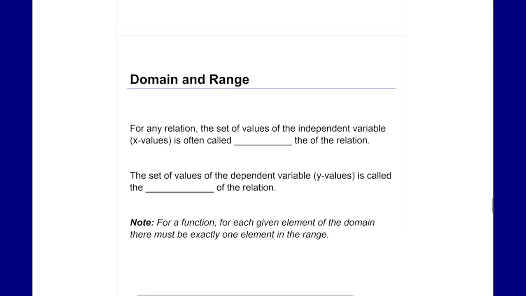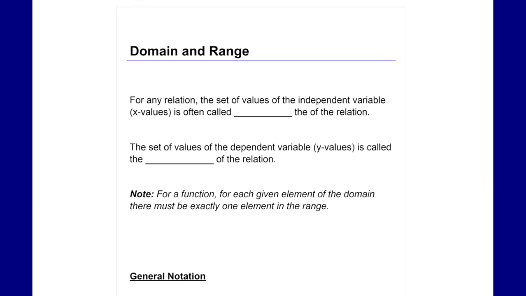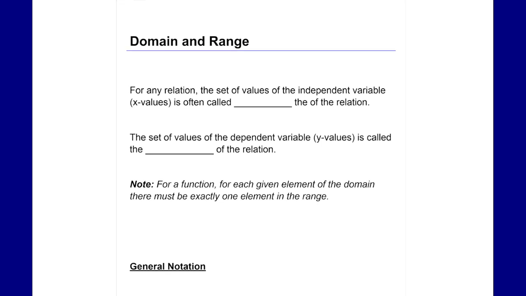So domain and range, what does that actually mean? Well, for any relation, the set of values of the independent variable, or the x values, is often called the domain of the relation. So when we're referring to what the possible x values are, we're referring to the domain. When we're dealing with the dependent, or the y values, we are talking about the range of the relation. So y values are range, x values are domain.